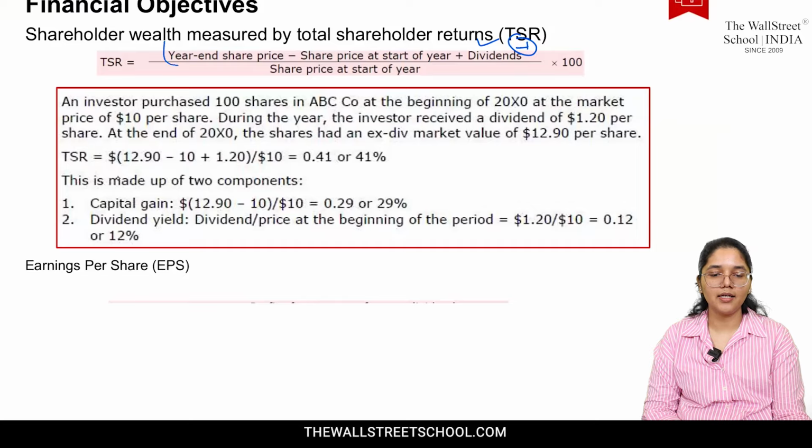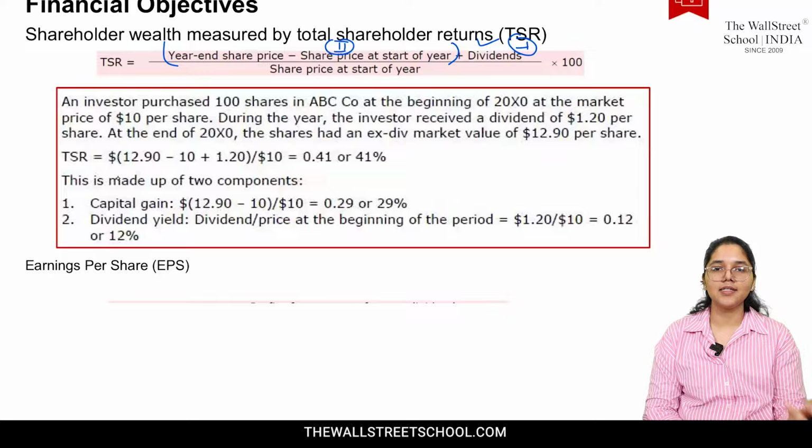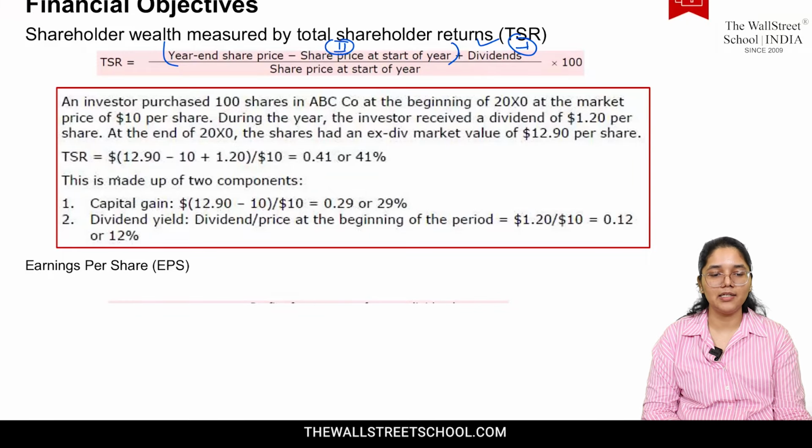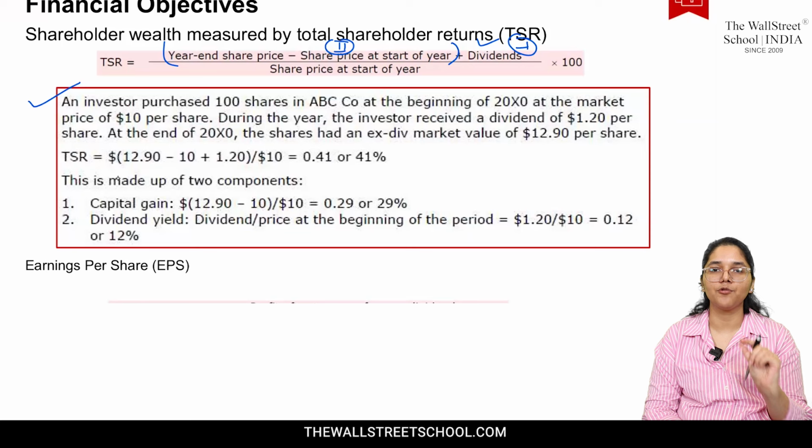So this part, year-end share price minus share price at the start of the year, is the second part of the return that they make, which is the capital gain. You will understand this better with the help of the numerical example that we have over here. And in the denominator, you're supposed to compare it with your initial investment, that was the price at the start of the year. You multiply this by 100 so that you get your ultimate answer in a percentage format.